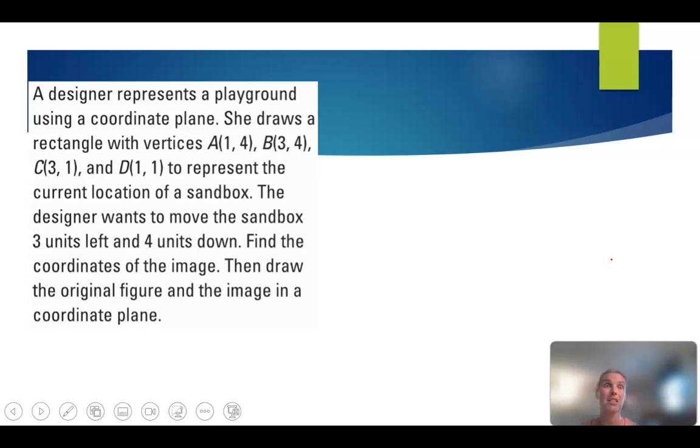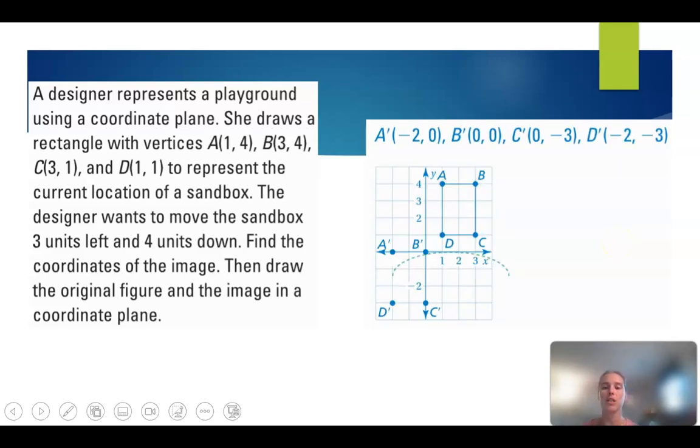So you can see where it was and where it's going. All right, so we can start to see some of that. To be honest, I don't know what that dashed green line curve is for, but we'll just deal with that. Here is our image. Here's A, B, C, D, right? Then it moved 3 left and 4 down. So notice our scale, we're counting by 1. So A went 1, 2, 3 left and 4 down. 1, 2, 3, 4. There it is.